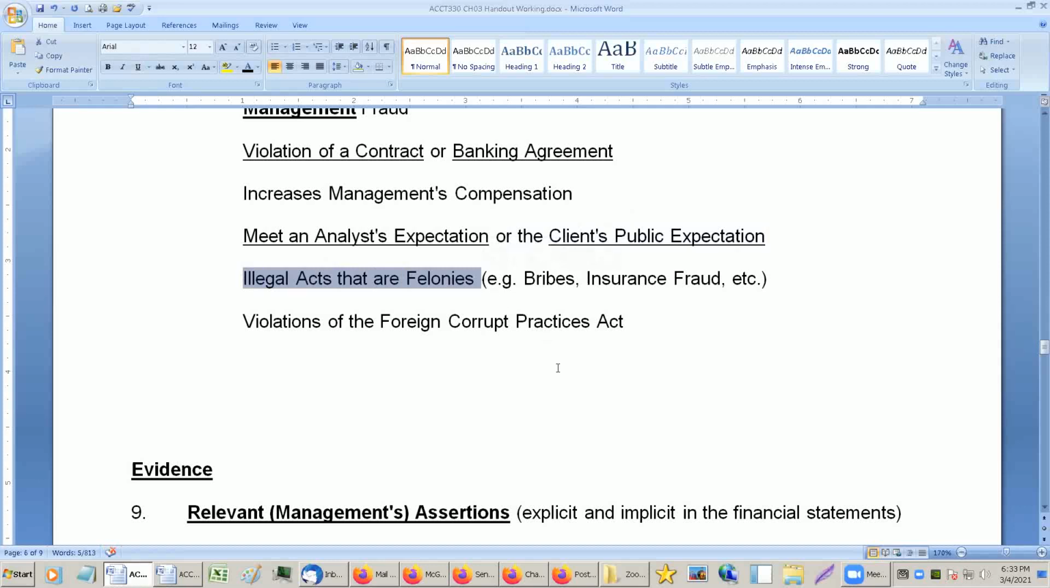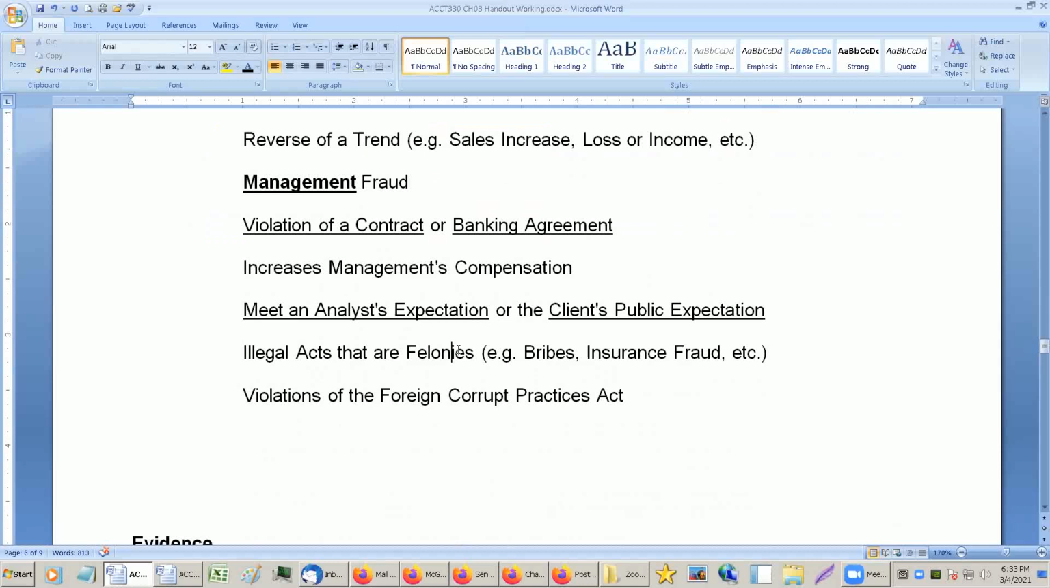Illegal acts that are felonies. Things like bribes to officials and insurance fraud are felonies a lot of times, and those things would make it more serious, obviously. So even though it's immaterial, and generally we don't look at things that aren't material, if these come to our attention, they might become material. And by the way, I'll talk about this one, and I'll stop there. The Foreign Corrupt Practices Act is about bribing foreign officials. It's the same thing as that: bribes, but for foreign officials.